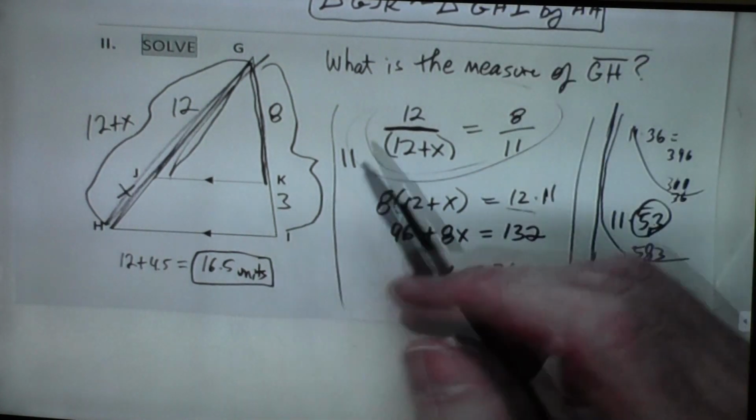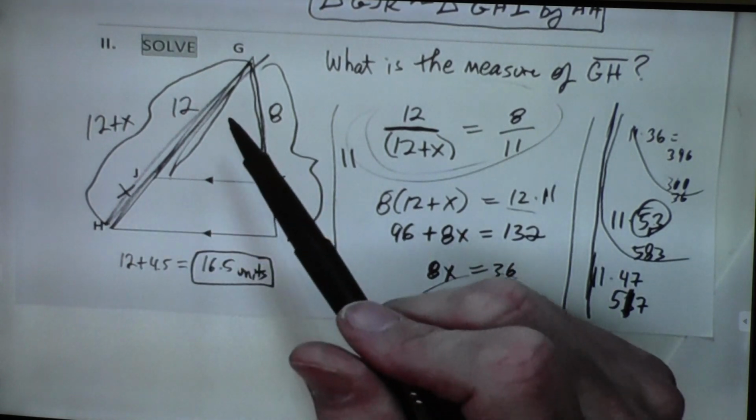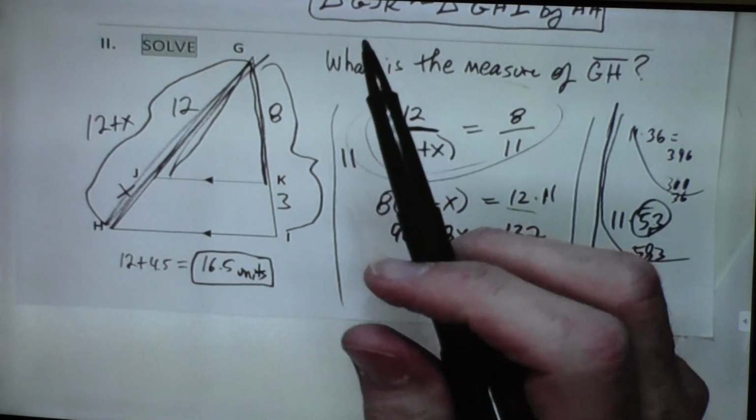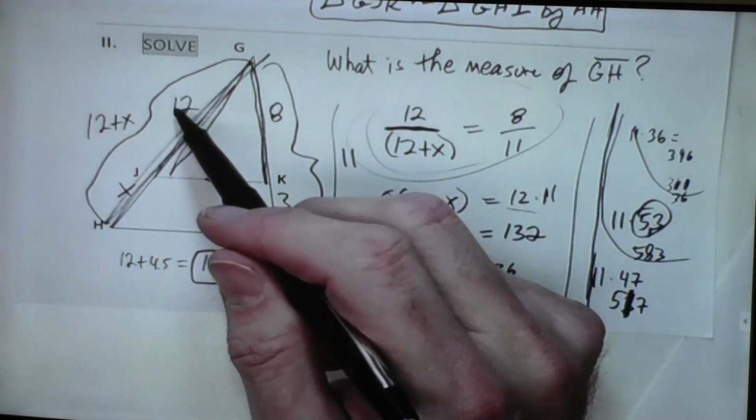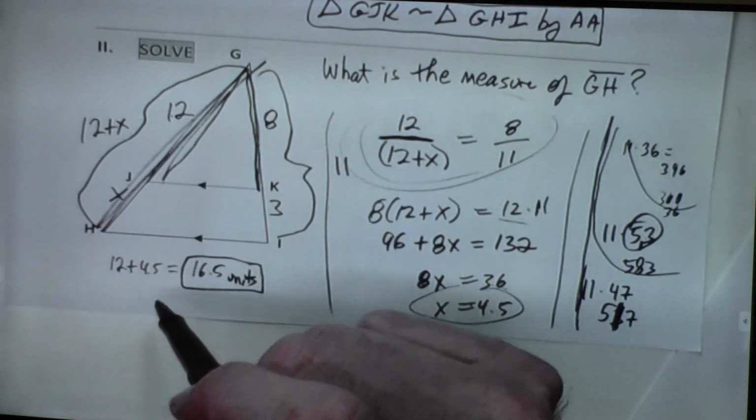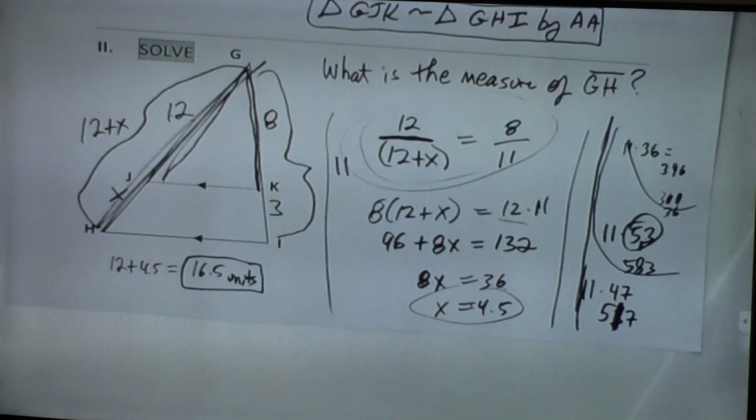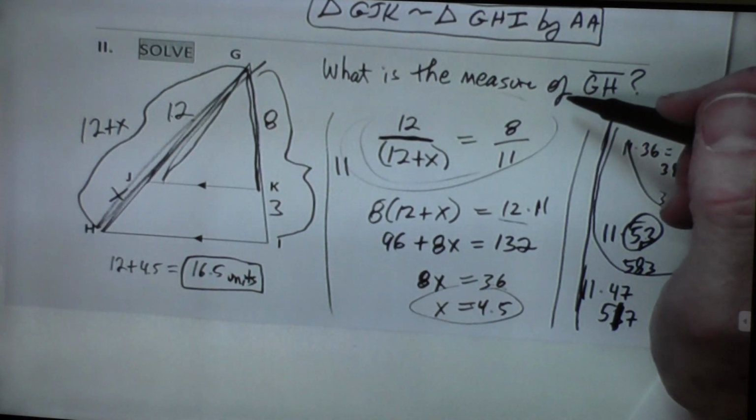So, let's review this part. Because these are parallel, you can see that these two triangles, the smaller one and the larger one, are similar. That allows you to put the sides in proportion, 12 over 12 plus x, and 8 over 11, and then you just solve for x. But remember to put the x back in to get what it is that you're being asked for.